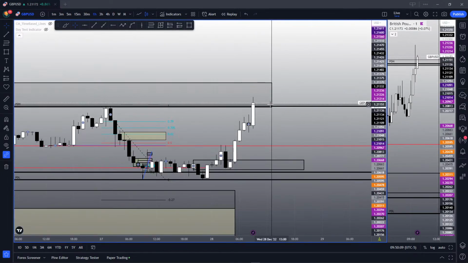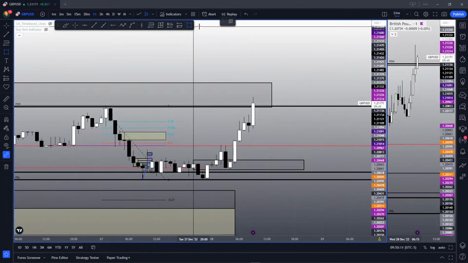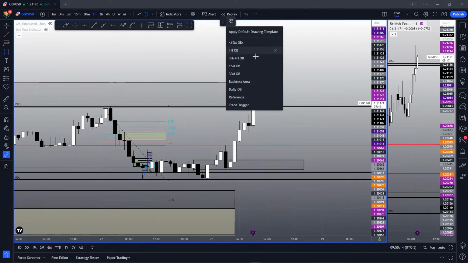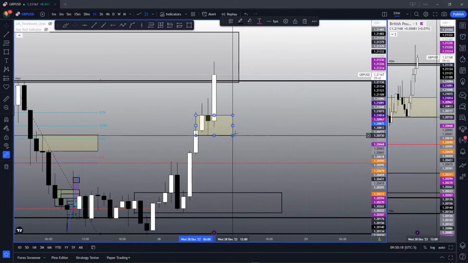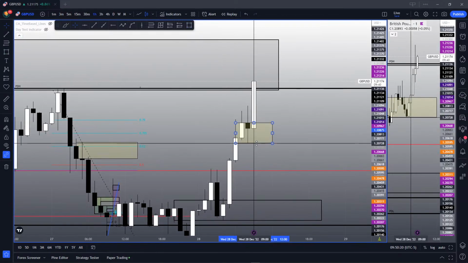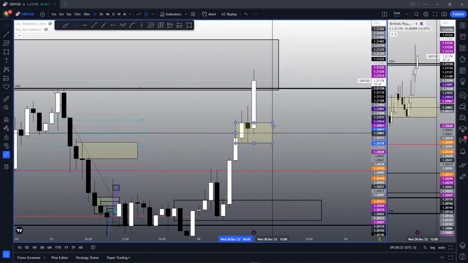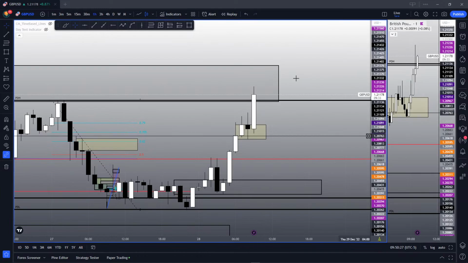And we have a 1 hour OB on the way. So let's just mark that up, even though it has not been formed yet. Marking this up just basically indicates that it's there, right? So when it's formed, you don't need to mark it again.